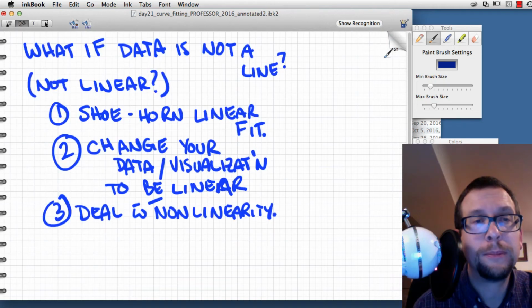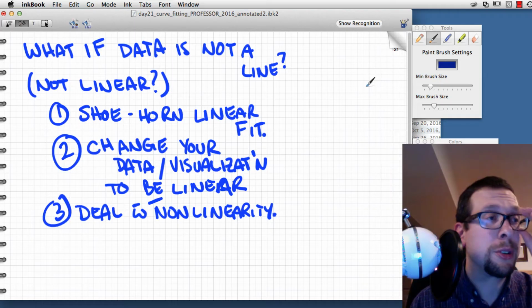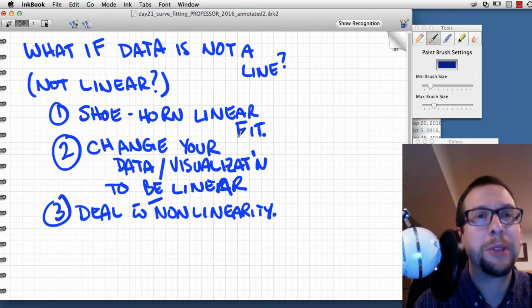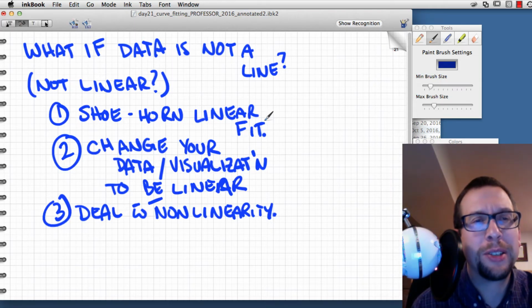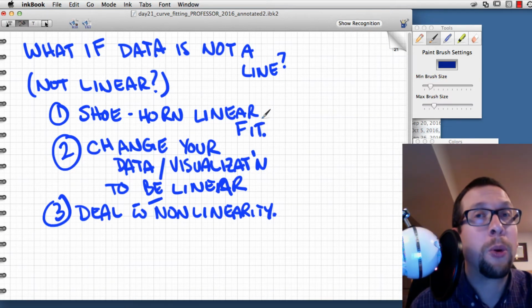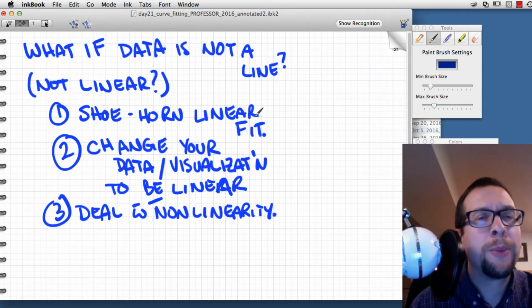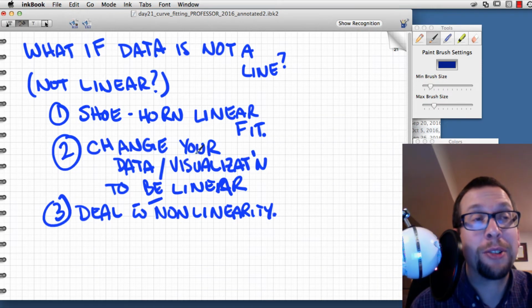Okay. Now, when you have nonlinearities, often you're confronted with a choice as to how to deal with it. And the choices basically boil down to this. Either you can try to shoehorn in a linear fit that won't look very good, or it's good for now, but you really should try something else. So you can try a best fit. It might not look good, but you can give it a shot. Really, one of the other, maybe often better choices is to change how your data is visualized in order to make it linear. And we often see this with logarithmic plots.